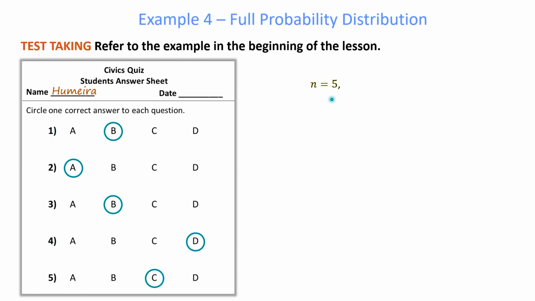So n equals 5. The probability of success, well, we know there's only one correct answer out of 4, so p is equal to 0.25, which is the same as 1 over 4. Now, q, which is the probability of failure, is equal to 0.75. And now we're ready to answer the rest of this question.